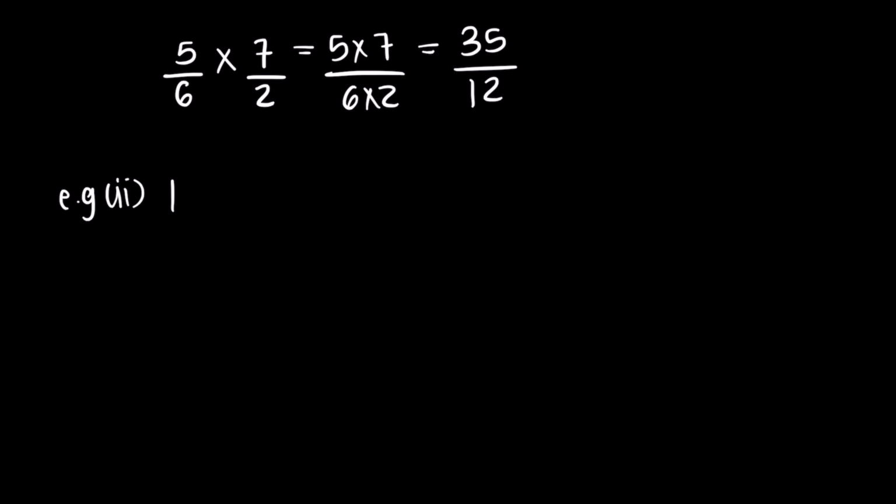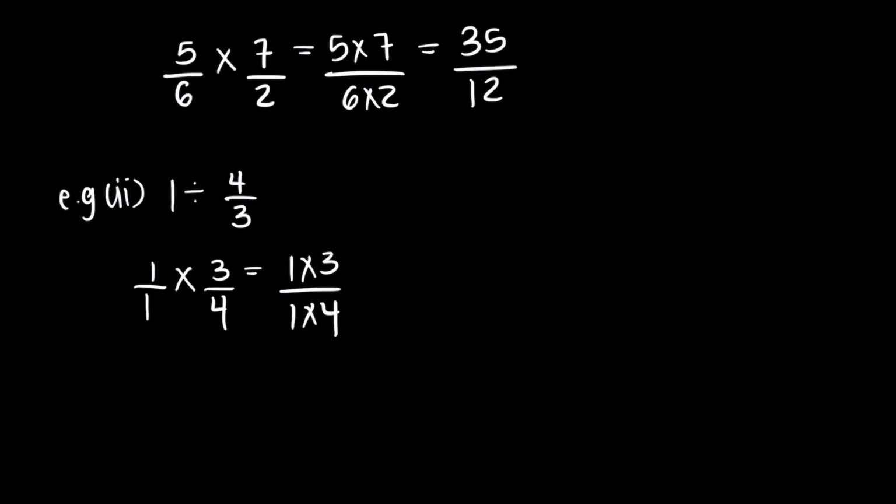Example 2. 1 divided by 4 over 3. Any integer as a fraction is itself over 1. So 1 as a fraction is just 1 over 1. Multiplied by, we take the reciprocal of 4 over 3, which is 3 over 4. Now we can multiply 1 multiplied by 3 all over 1 multiplied by 4. Our answer is 3 over 4.